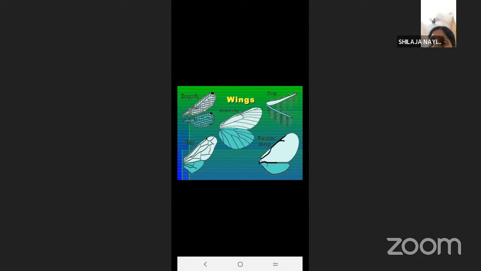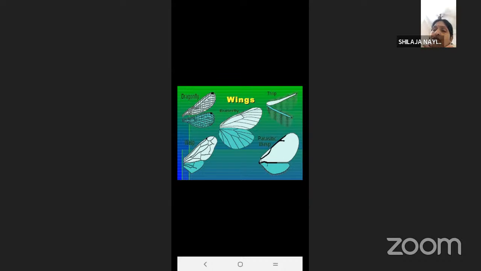Then we will come across the anal vein and the jugal vein. In some insects, we will see that particular anal vein and jugal vein. In this generalized pattern, we usually don't come across them. So we don't discuss that, leave it.